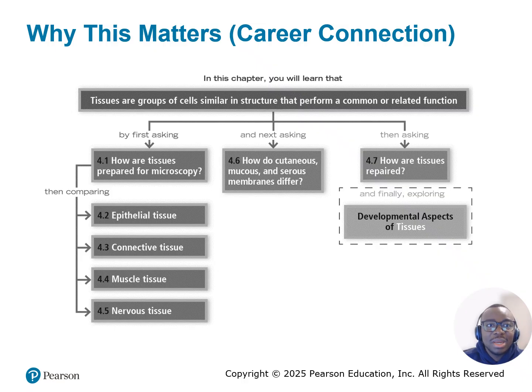Nurses assess tissue damage in wounds and burns. Lab professionals analyze tissue samples for cancer. Imaging technicians interpret how healthy or injured tissues appear on scans. And doctors diagnose many conditions by understanding what's happening at the tissue level. So studying tissues isn't just academic. It's a skill that helps you recognize disease, understand patient conditions, and make better clinical decisions. Now let's dive into the world of tissues.